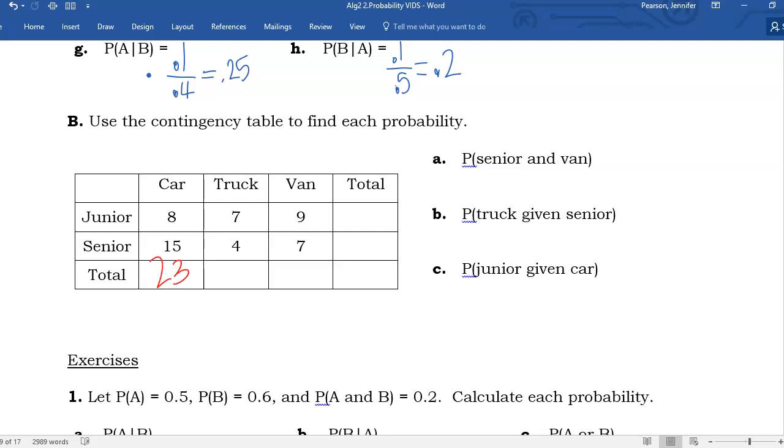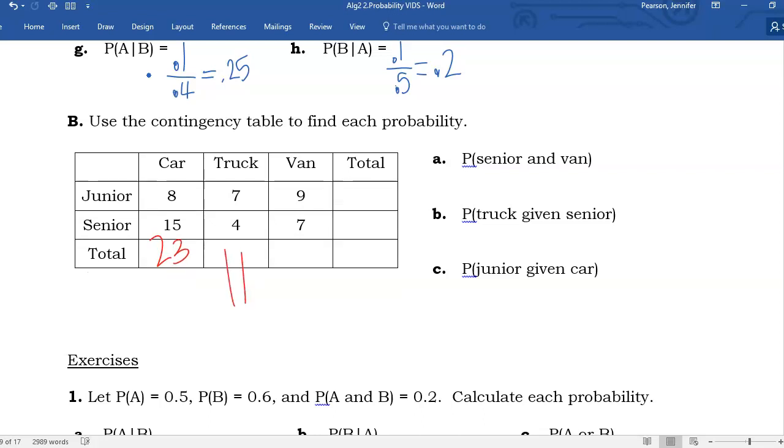Okay, 23. 7 plus 4, 11. 9 plus 7, 16. Close enough. Going across the rows, 8 plus 7 plus 9, total juniors surveyed, 24. Going across the row, 15, 4, and 7, total seniors surveyed, 26. Whether we total our juniors and seniors or total our cars, trucks, vans, we should get the same answer, and that is 50 total. With all of those numbers in our table, we can look at the probabilities.